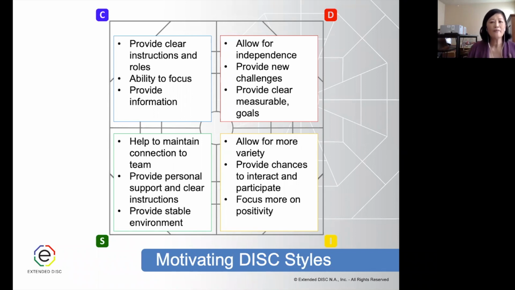So, for the D styles, any opportunity you can give them clear, measurable goals, new challenges. I styles, they like variety, so anytime we can take a step outside of the routine, and focus on positivity. Just think about your tone of voice when you're presenting to an I style, or can you reframe the words that you use from a more negative to a more positive tone.